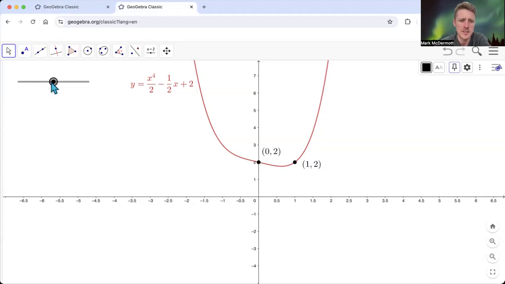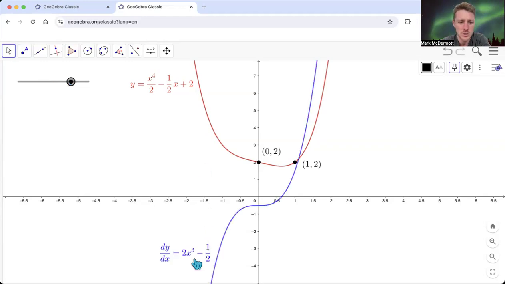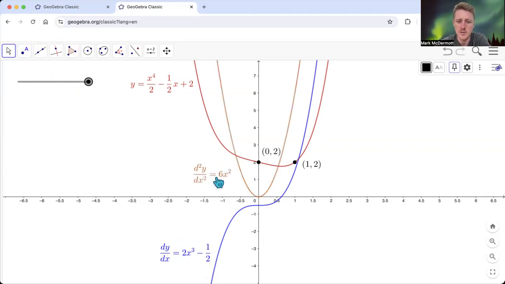What we can do next is take the derivative of that, which gives us the first derivative. Maybe not super important for this problem, because we're more interested in the second derivative. The first derivative of this is 2x cubed minus 1/2. And then if we take the second derivative, we get 6x squared. So this is our particular solution to the ordinary differential equation, given that it goes through the points 0, 2 and 1, 2. Hopefully that clarifies that.